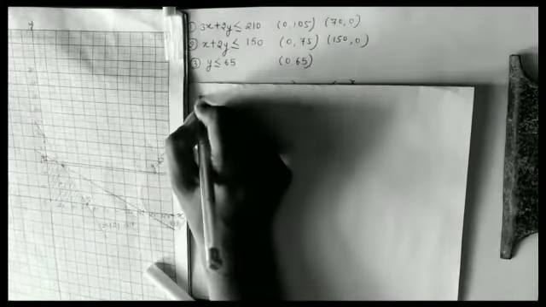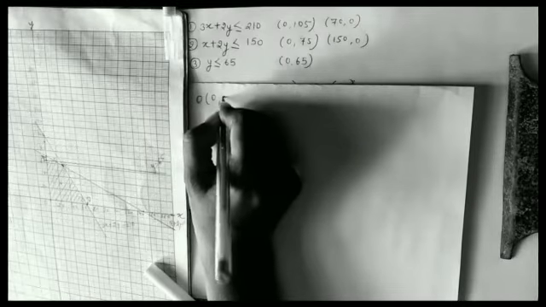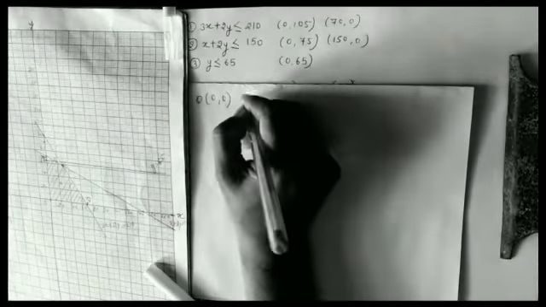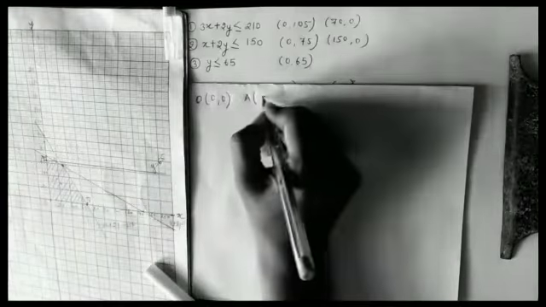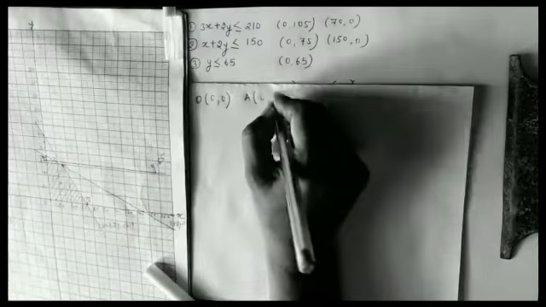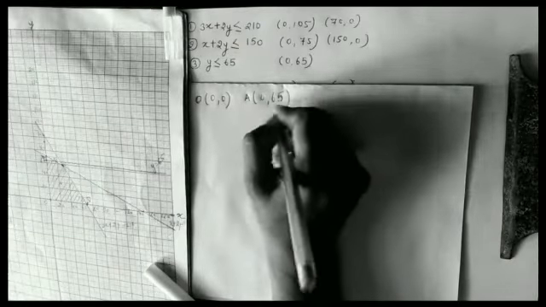So here the coordinate of O point is 0, 0. The coordinate of A point is x equals 0 and y equals 65.